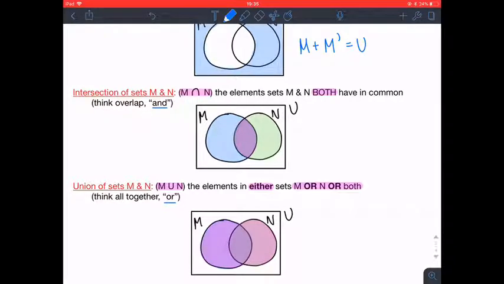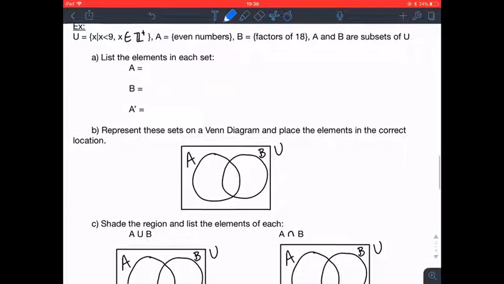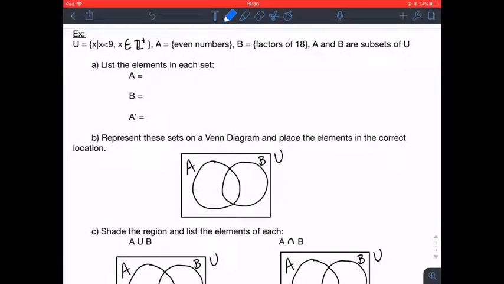So we're going to do an example in class, but I would like you to write it down. So here's our example we're going to do in class. Our universal set is X such that x is less than 9 and a positive integer, so all of those numbers. A is the set of even numbers, B is the factors of 18, and A and B are both subsets of U. So that means that these even numbers and these factors of 18 are also numbers less than 9 and positive integers.